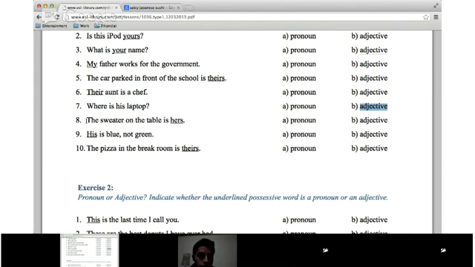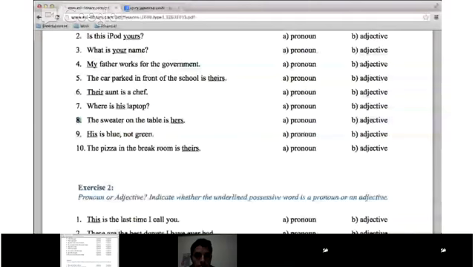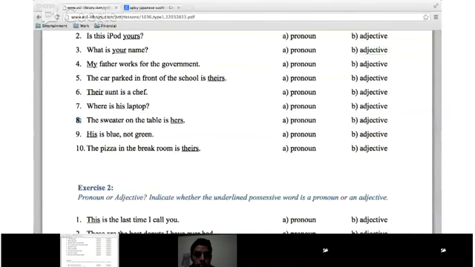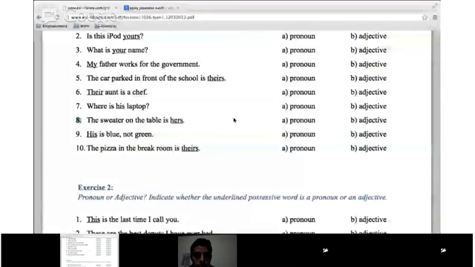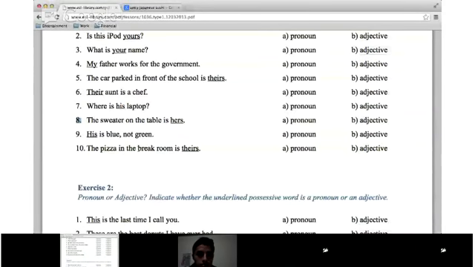Let's go to number 8. Number 8 is for Linda. The sweater on the table is hers. I think this is a pronoun. Good, yes. The sweater on the table is hers. We have the S. We do not have a noun that follows, and it is following a form of the verb to be. So yes, this is a pronoun.